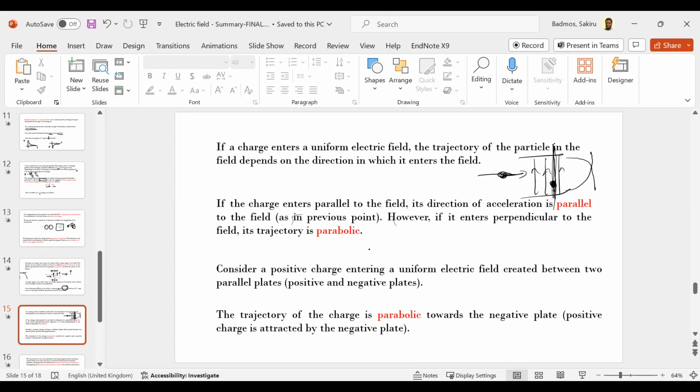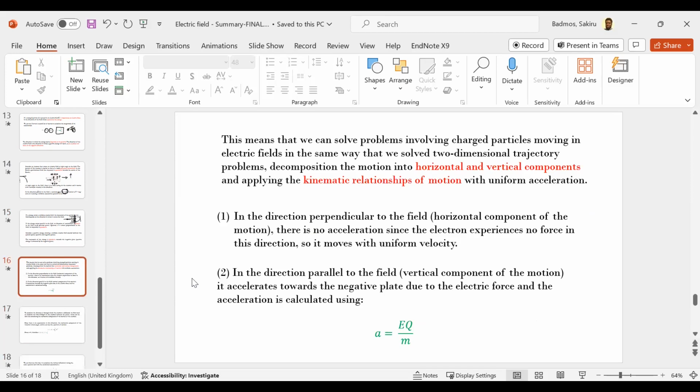So consider a positive charge entering a uniform electric field created between two parallel plates. So here, positive and negative plates. The trajectory is parabolic, as mentioned before. So this means that we can solve problems involving charged particles moving in an electric field in the same way we solve problems in kinematics. So remember, using the equations of motion.